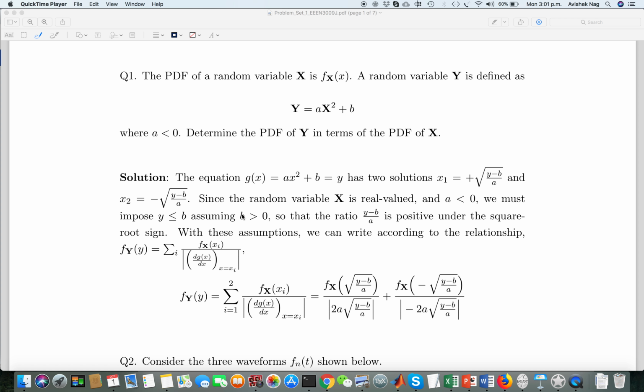And of course, since nothing is given about the positivity or negativity of b, we are assuming here that b is positive, and this is the case to make this ratio positive.